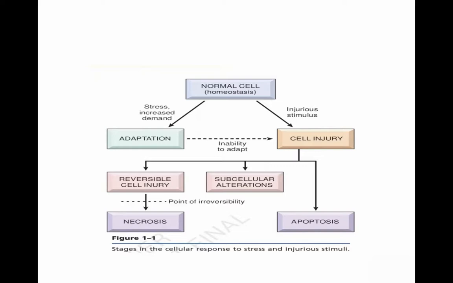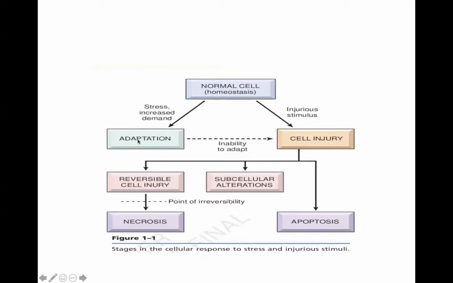Okay, so like I said, the normal process is that a cell in homeostasis, that's a normal cell, can undergo stress and strain and adapt. And there are four mechanisms of adaptation. What did we say those were? Hyperplasia, hypertrophy, metaplasia, and atrophy. Thank you. Now, if that stress is sustained, right?